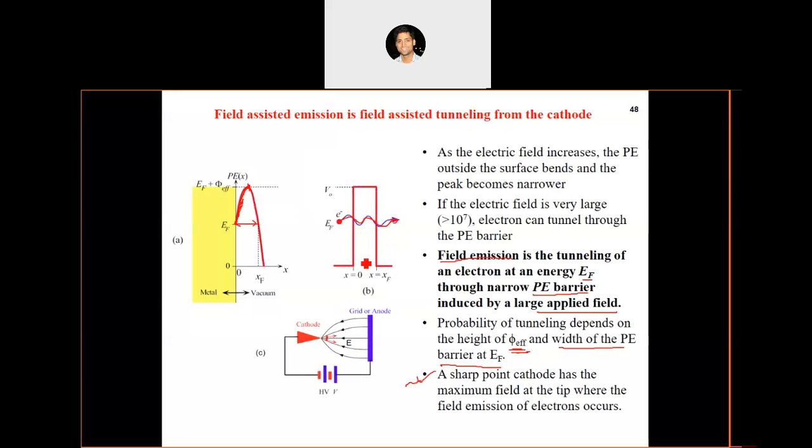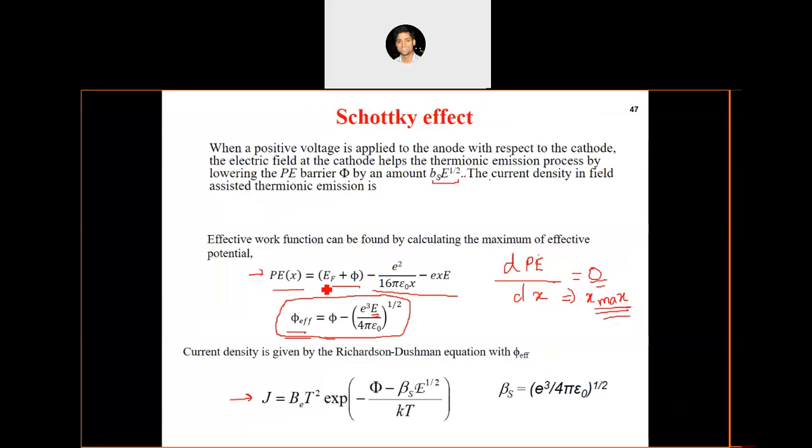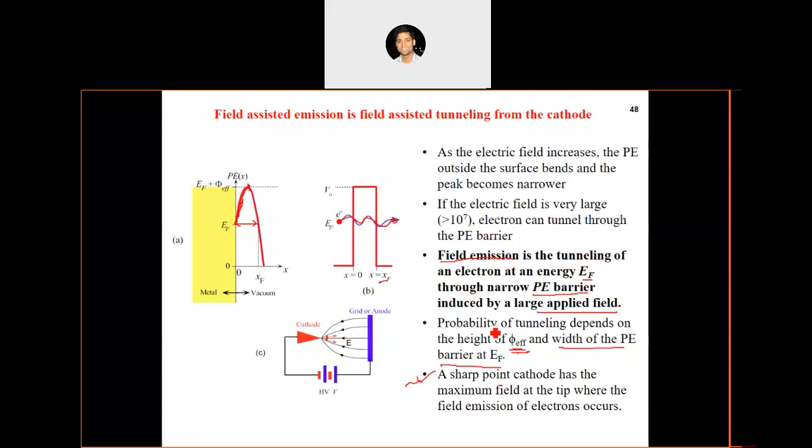This XF, which is mentioned here, the width of this potential energy barrier at EF, you can simply get from the expression here. What you will have to do is put the energy of electron to be EF, and from here you can get the value of x, right? There is only one variable which is x, rest everything will be known. So if you put this equal to EF, the energy of electron, you will get the value of XF, which will be the barrier width at the Fermi energy level. All right.